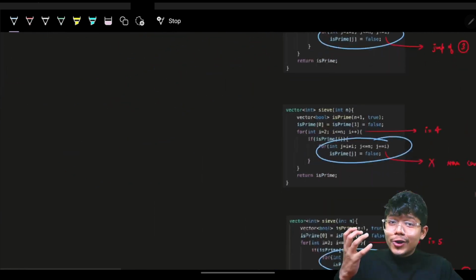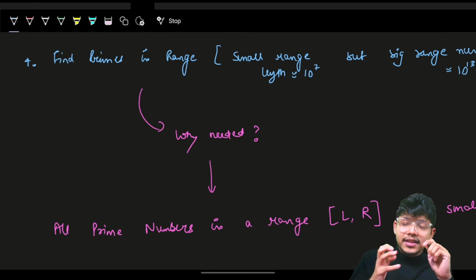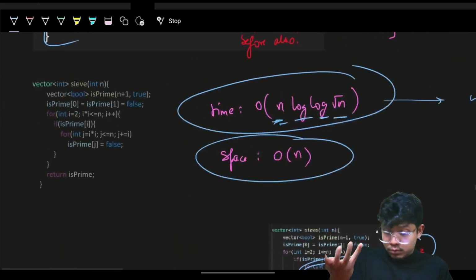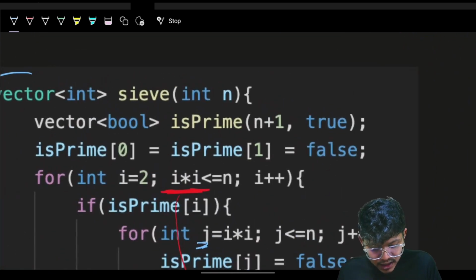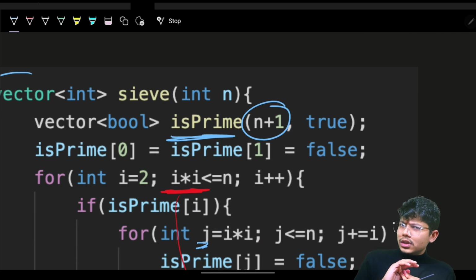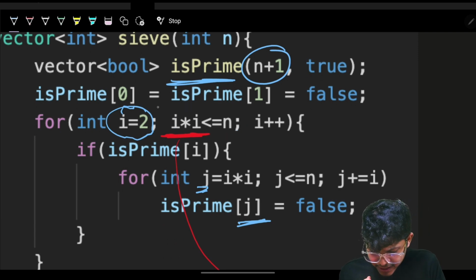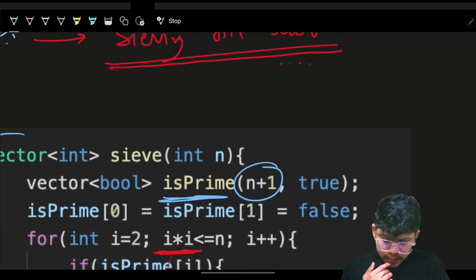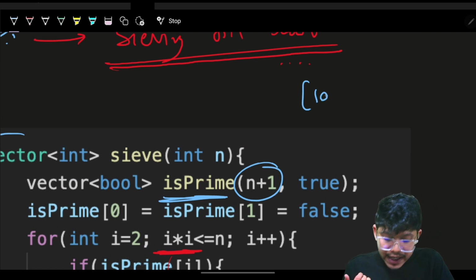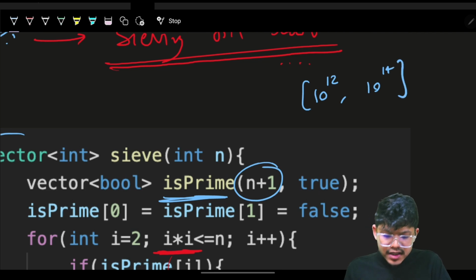Now, this is what you have seen for the simple Sieve of Eratosthenes. But there's a slight follow-up for this. This sieve you saw, you made a vector of size n, and then you went through all the numbers from 2 to n. Still great. But let's say I ask you to find all the prime numbers from 10 to the power 12 to 10 to the power 14.